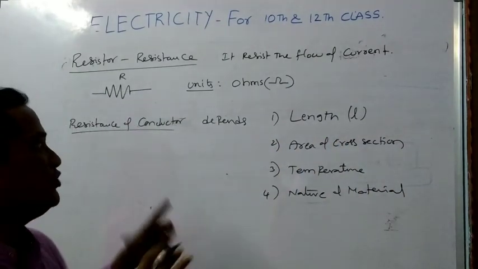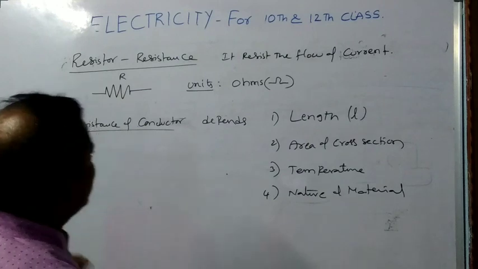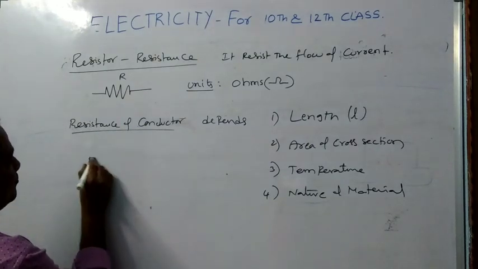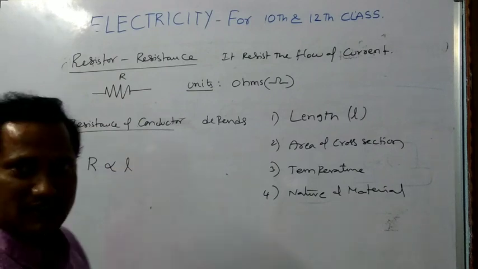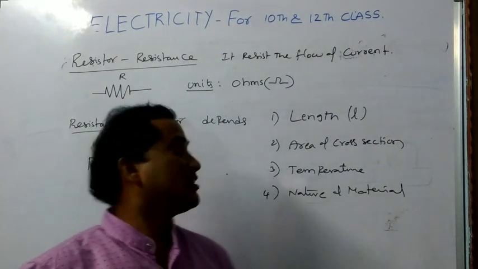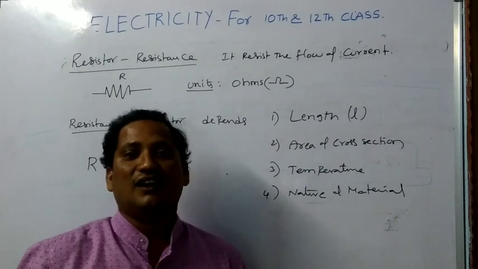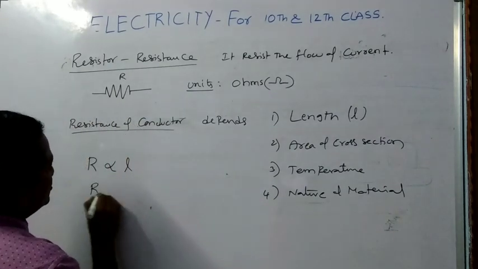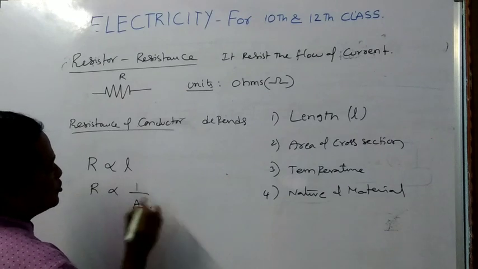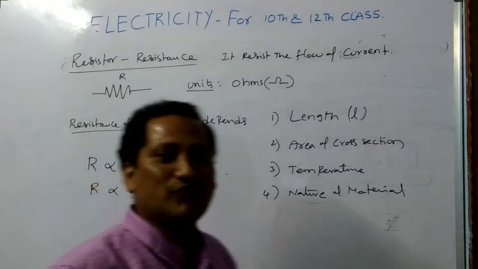Now, how can you do this? Say for example, resistance of the conductor is directly proportional to length of the conductor. That means more length, more resistance will be there. Less length, less resistance will be there. And resistance of a conductor is inversely proportional to area of cross section.